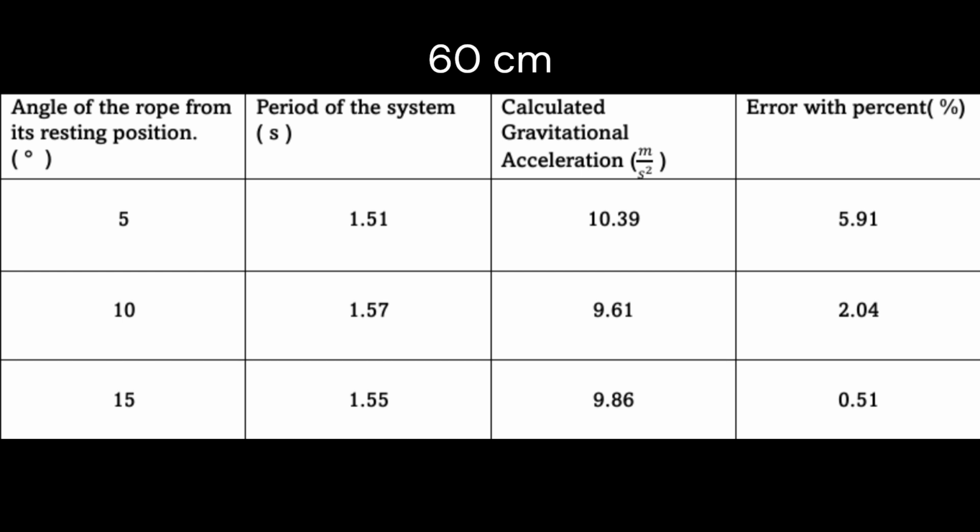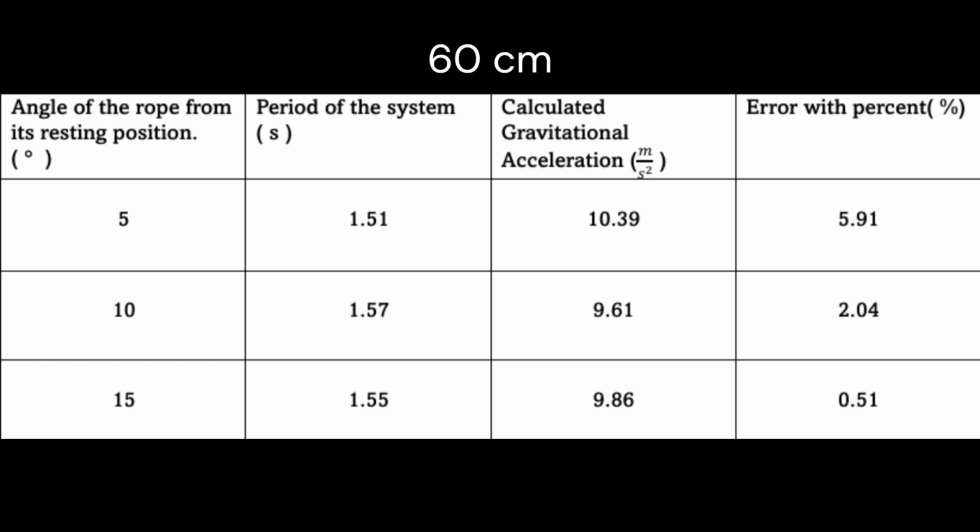At 10 degrees, the period increased slightly to 1.57 seconds. The calculated gravitational acceleration decreased to 9.61 meters per second squared, which is slightly lower than the expected value. The percent error here was 2.04%, showing a small underestimation of g.